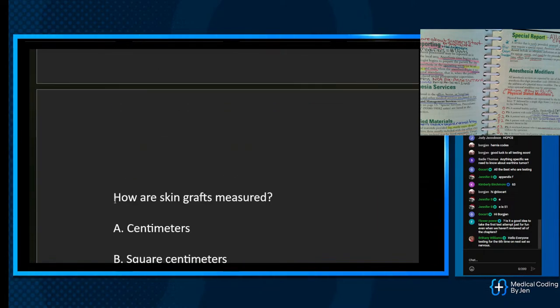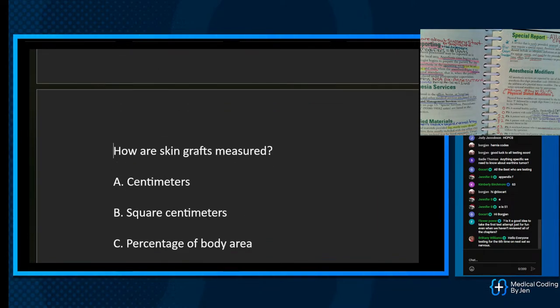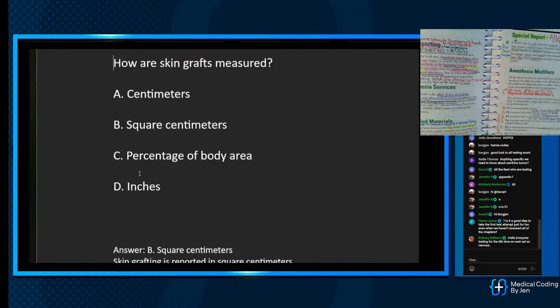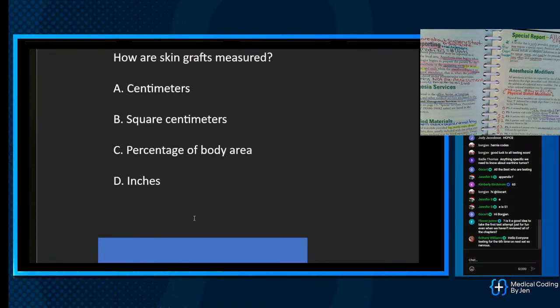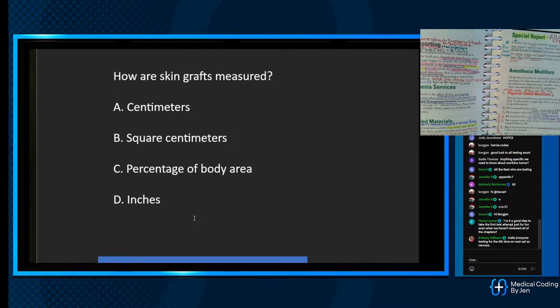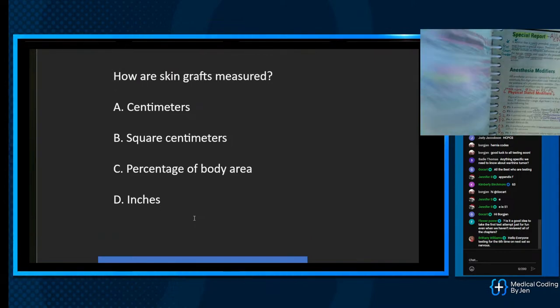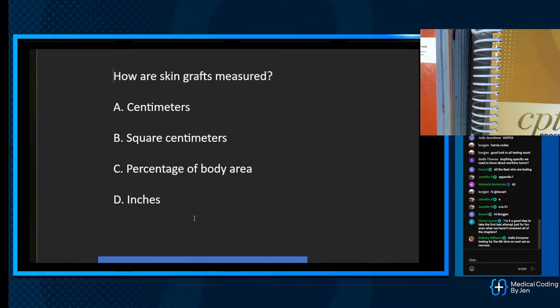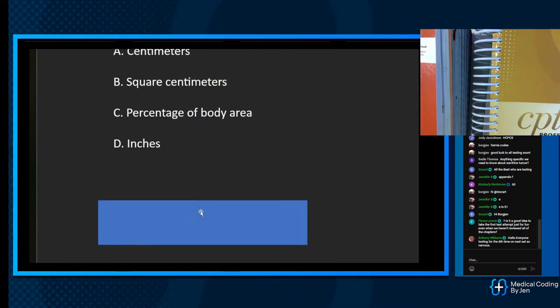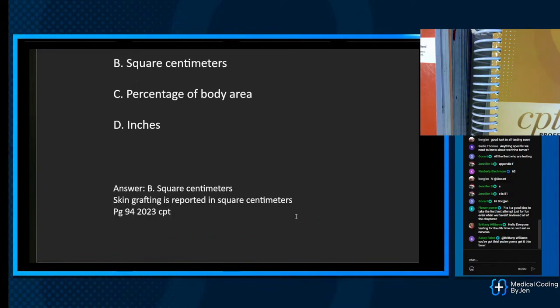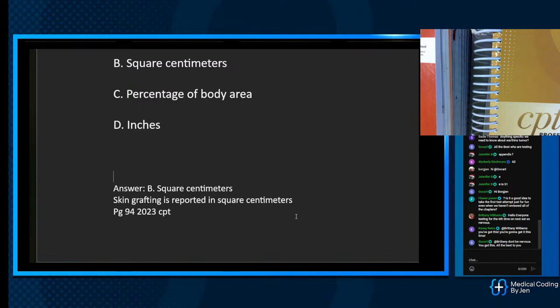All right, let me get back down here to this one. So our page number for this one, for the centimeters, so how are skin grafts done? Are they measured in centimeters, square centimeters, percentages, or body area or inches? Square centimeters, and that's on page 94 of your 2023 CPT book.